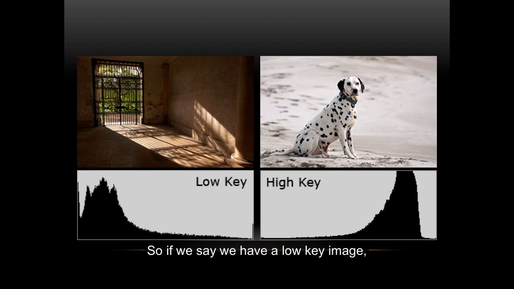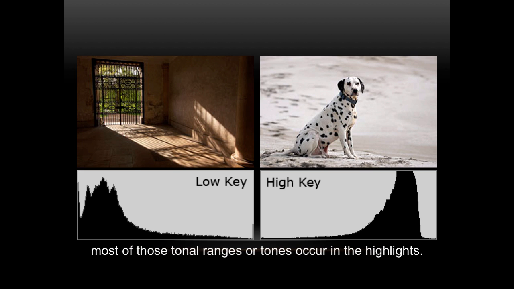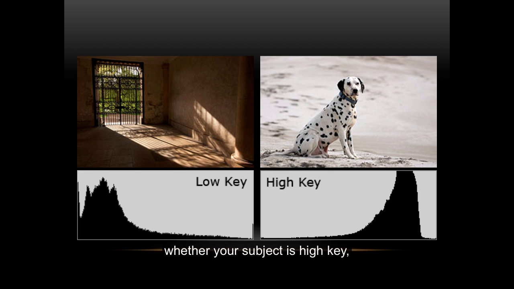Okay, so if we say we have a low-key image, or if our photo is low-key, that's where most of the tones occur in the shadows. If we say the photo is high-key, most of those tonal ranges or tones occur in the highlights. So before a photo is even taken, you need to assess whether your subject is high-key, meaning most tones in the highlights, or low key, meaning most of the tones are in the shadows.